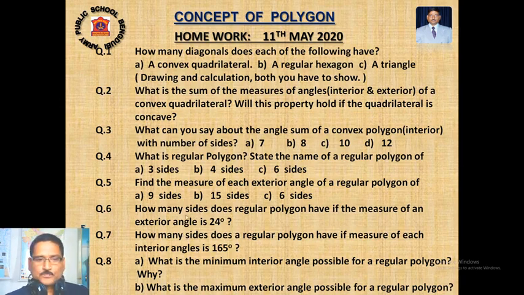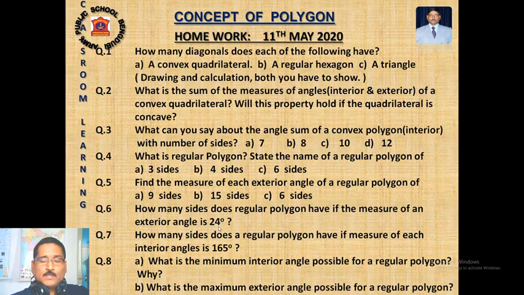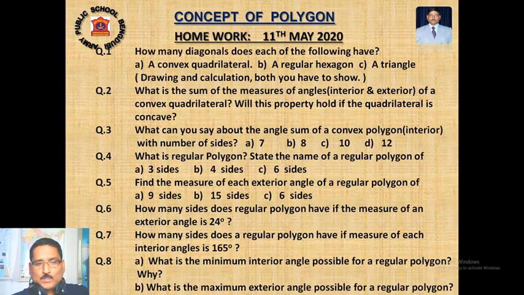Okay. How many sides does a regular polygon have if the measure of the exterior angle is given? I told you earlier also, if we divide 360 degrees by each angle, then you will get the number of sides, and if you divide it by the number of sides, you will get the measure of each exterior angle. In the same way for interior angle, follow this formula, and you will get each interior angle and the number of sides.